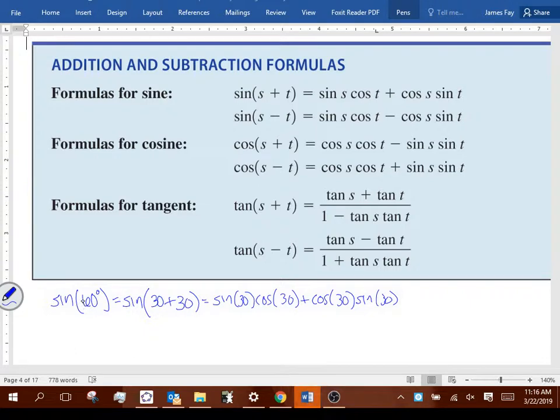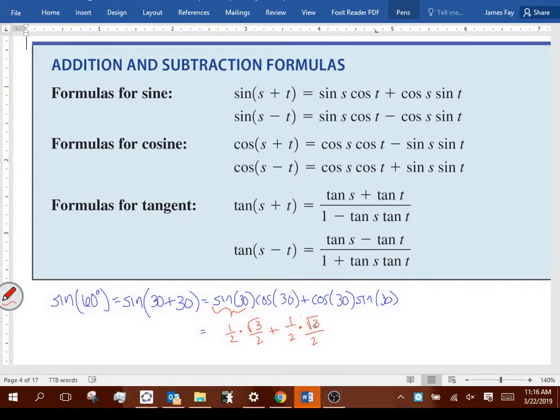Now here's my quote. We know sine of 60 is radical 3 over 2, right? So when I'm done with this, it should give me the same thing. What is the sine of 30? 1/2. What is the cosine of 30? Radical 3 over 2. Plus now, the cosine of 30 is radical 3 over 2 and the sine of 30 is 1/2. I got those backwards.